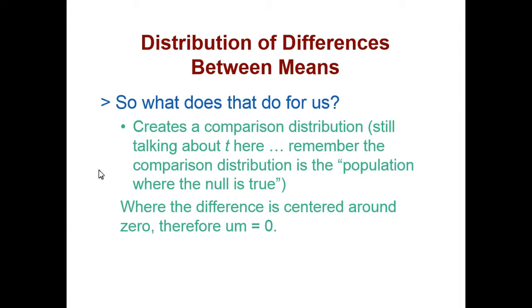That should be all the theoretical mumbo-jumbo. Hopefully. Okay, so why use this differences between means, where this is what we've just been talking about. We're still talking about t. And the comparison distribution, anytime you see comparison distribution, they're talking about when the null is true. Okay. So that creates a mean, an estimated population mean of 0.